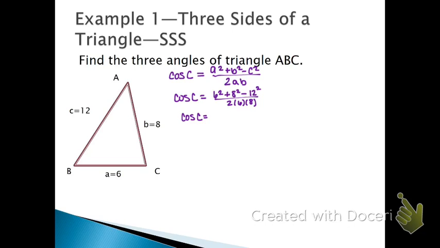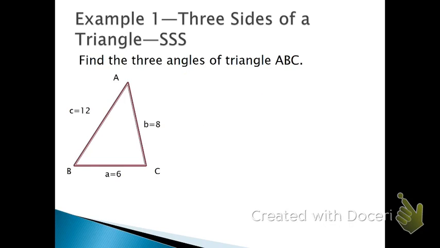So we type this in. This is going to give us cosine of C. And I'm not actually going to even write down what cosine of C is because I want angle C. So once you type that in, what are you going to do with that number to get angle C? You're going to hit that inverse cosine of that answer. So let's do that. Ooh. I hit the wrong button. Sorry.